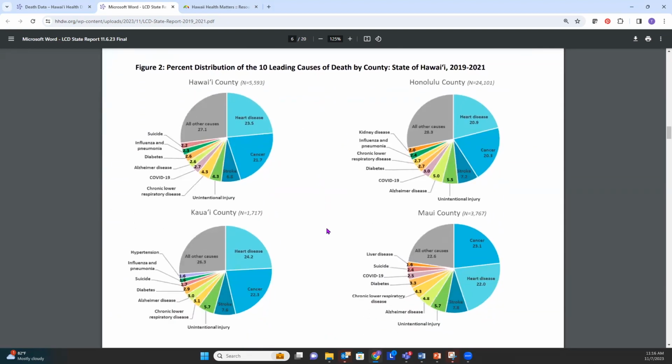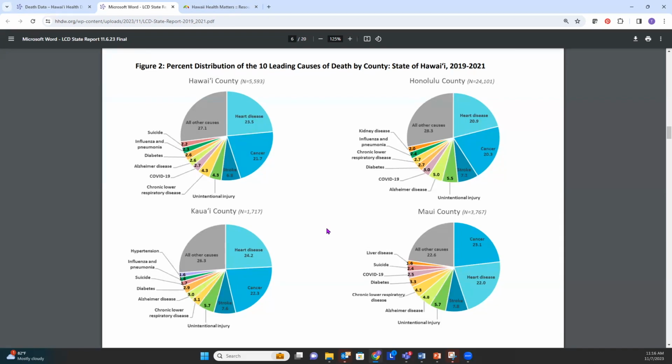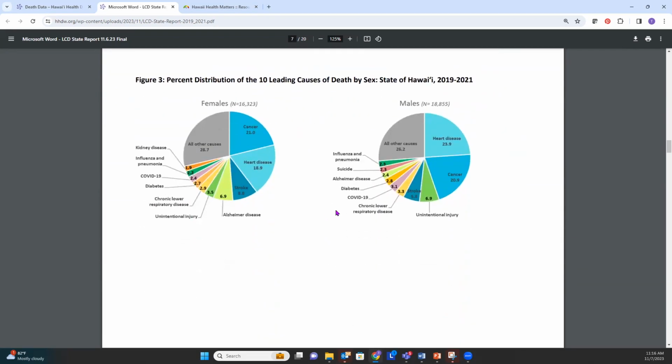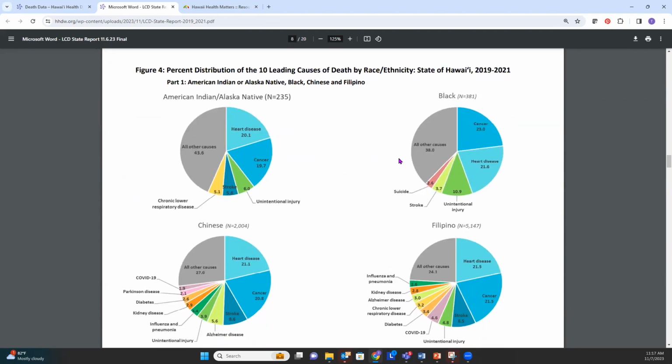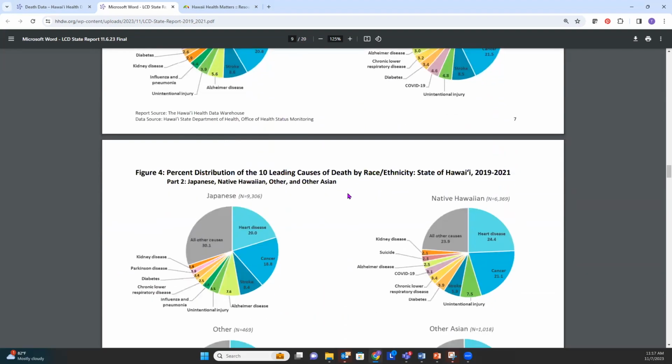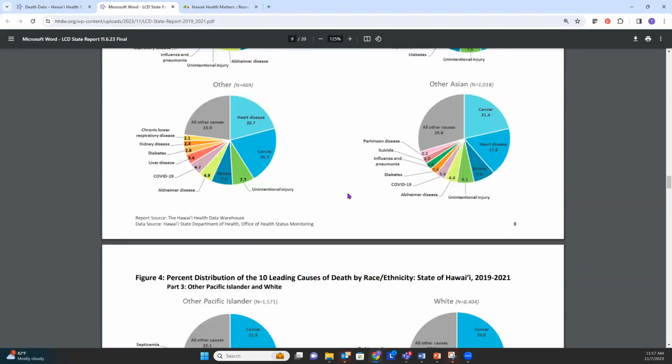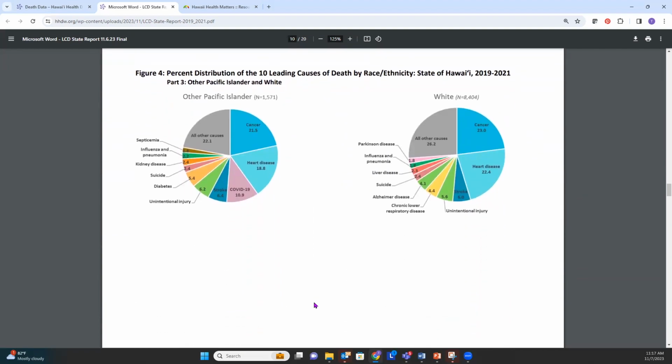So scrolling down on the report, you will see those 10 leading causes of death by county for the state for that same time period, 2019 through 2021. And then you'll see it for males and females. You'll notice here, for example, that there were 16,323 deaths among females compared to 18,855. So there are many more deaths in the male population than the female, but these are still the percentages of all of those deaths, respectively. And then we have it by race ethnicity. So we have American Indian, Alaska Native, Black, Chinese, Filipino, Japanese, Native Hawaiian, other Asian, other Pacific Islander, and white. And again, how we group those race ethnicities, you'll have links to that in the report, but we use the OHSM standard for that.